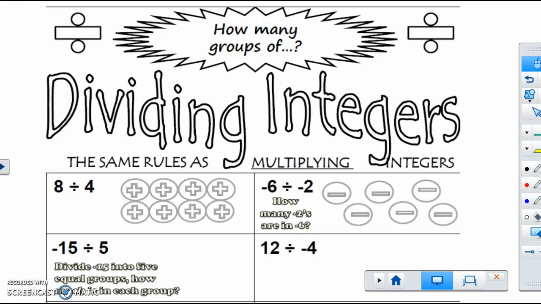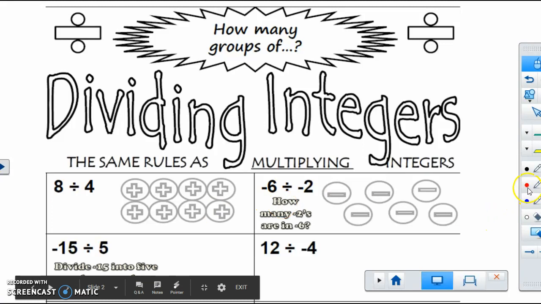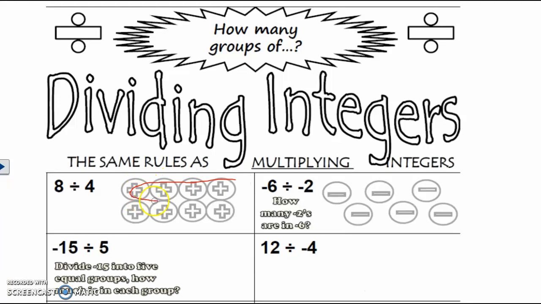We have 8 positives, and we're dividing it by 4. So how many groups of 4 can we get out of 8? I'm going to circle. Here's one group of 4. Here's the other group of 4. It looks like it will be 2. Okay, those are both positive, so this is a very easy one.